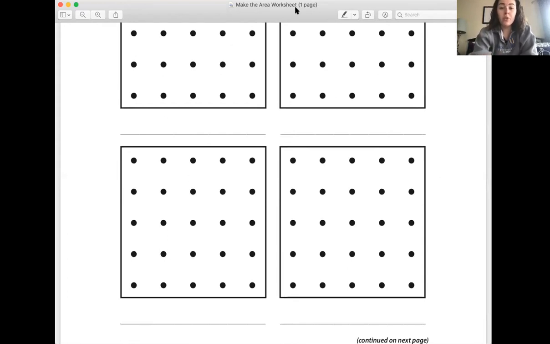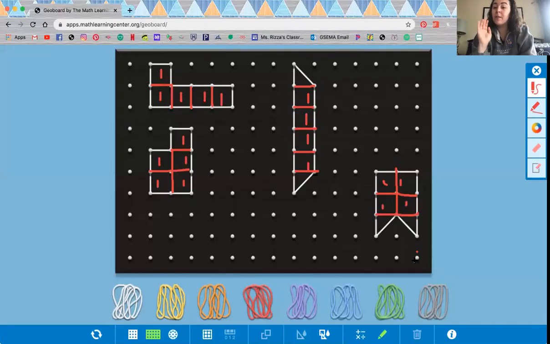If you don't have a printer or you like doing the online geoboard better, what you can do is I'm going to reshare my geoboard. You can do exactly what I did, except instead of making ones with 5 units, you're going to make 6. And the only step that I didn't get to, because I don't want to make my video too long, is making equations. So just like I did the other day, I'm going to make an equation for one of these. Let's do this one. To figure out the area of this, I did 2 plus 2 plus 1. So 2 plus 2 plus 1 equals 5 units.